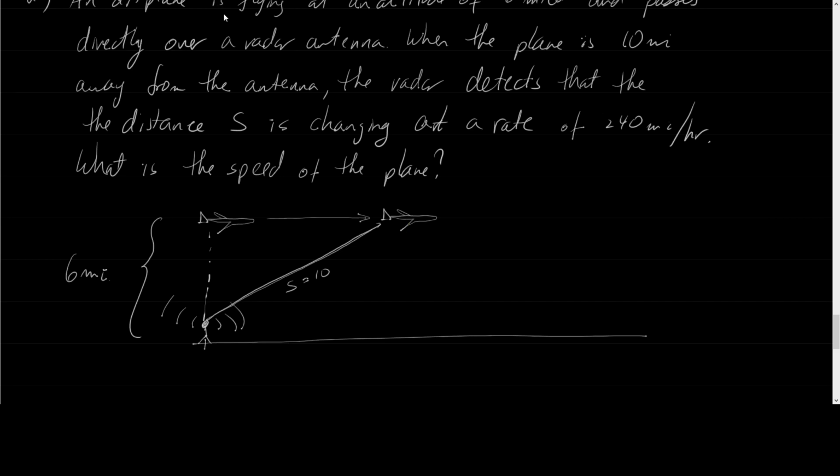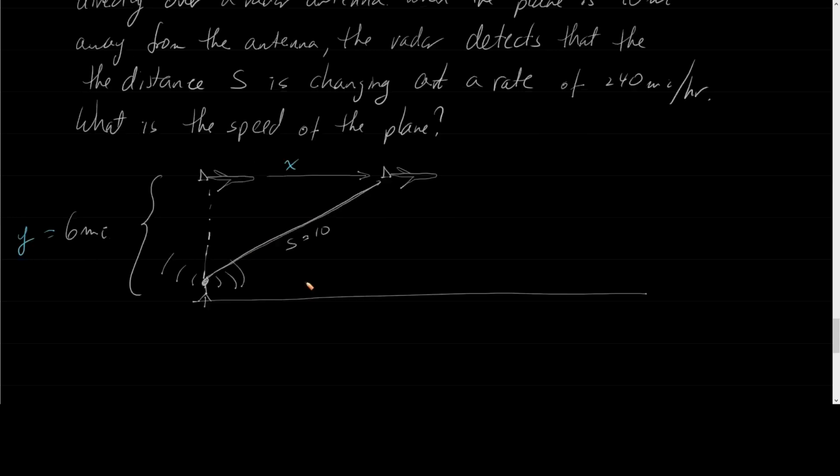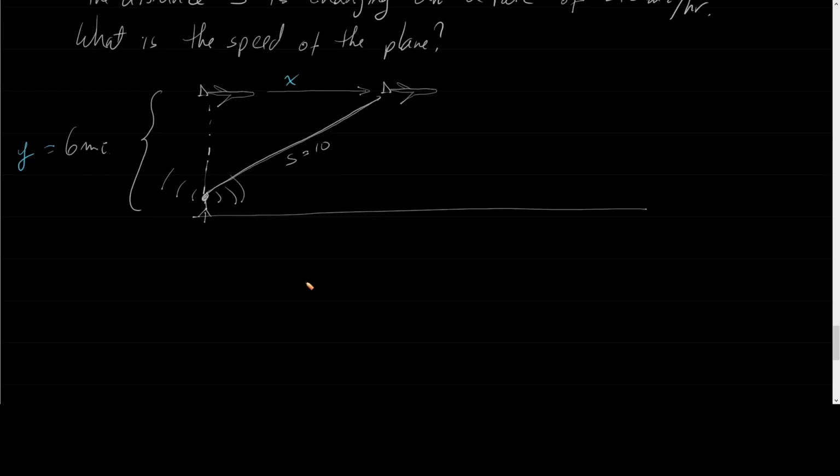Now let's think about this problem. I'm going to call this horizontal stuff x. This vertical stuff, I'm going to call it y. In general, that's how I like to name things. Now, this y, we're given the value of y. The value of y is 6, and it's a fixed value. In other words, the height of the plane is not changing. But the other ones are changing, at least with respect to time. So let's figure out how to relate all these.